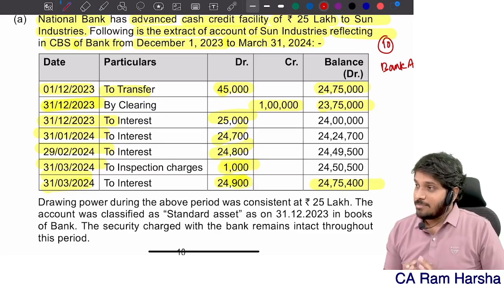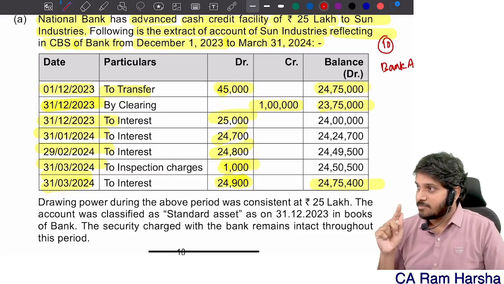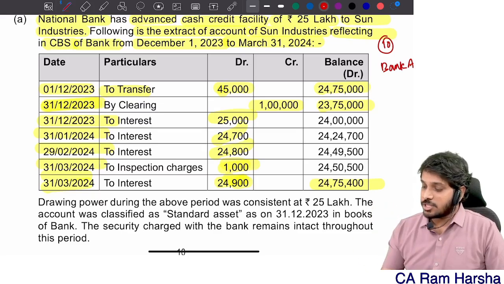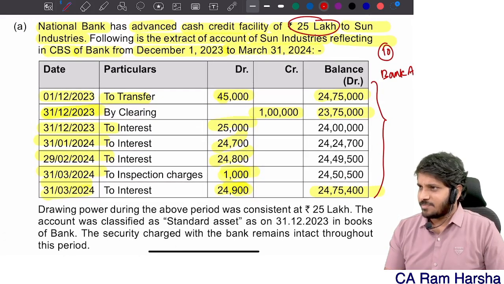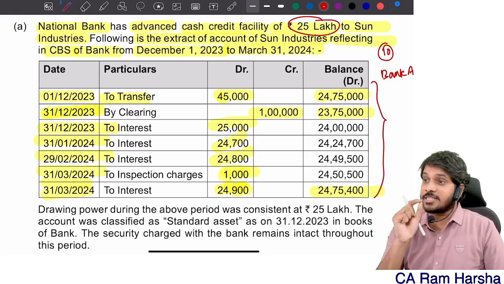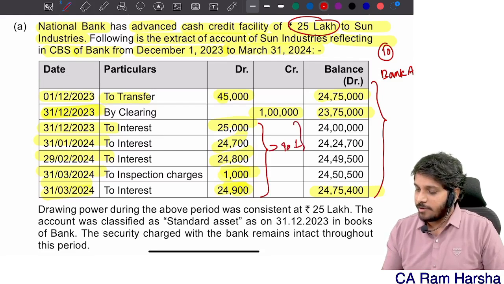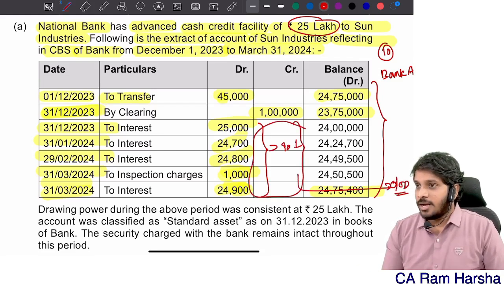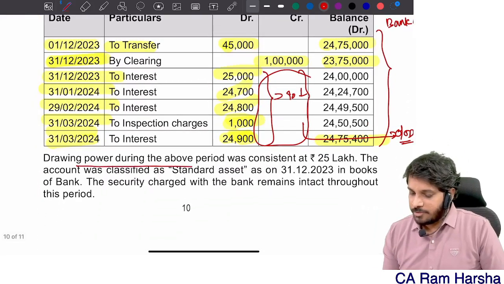Now you tell me, a cash credit facility or overdraft becomes out of order when the outstanding balance is in excess of the limit sanctioned. It is less than that. Two, the outstanding balance is less, but there are continuously no credits for more than 90 days. 31st December to 31st March is more than 90 days. Where are the credits? It's treated as what? Out of order. Out of order means what? NPA. Okay.